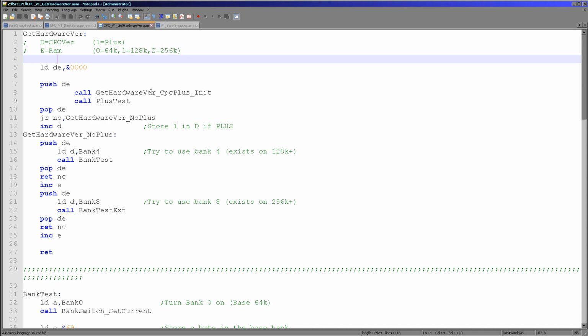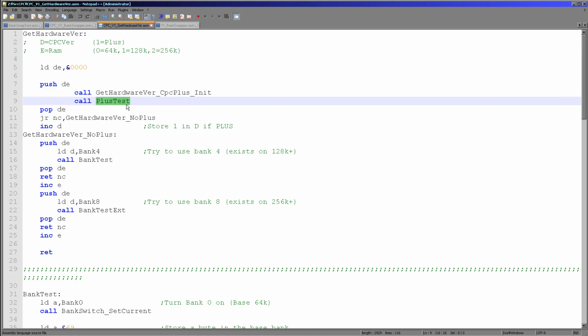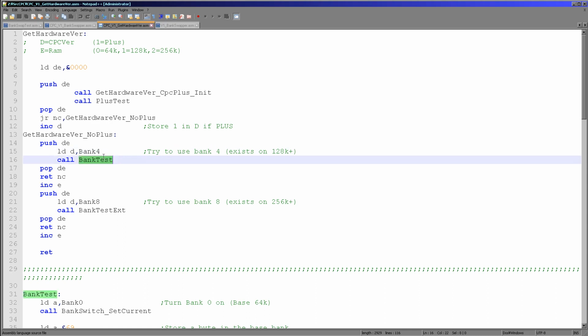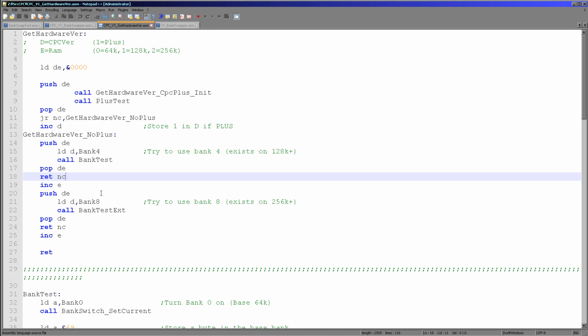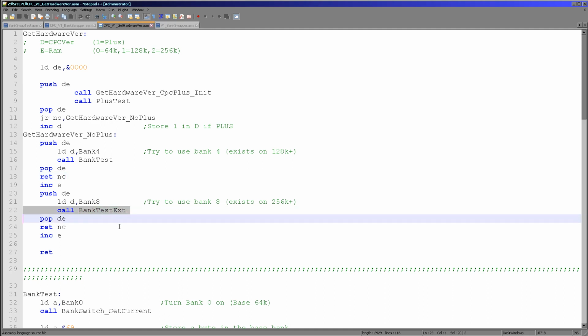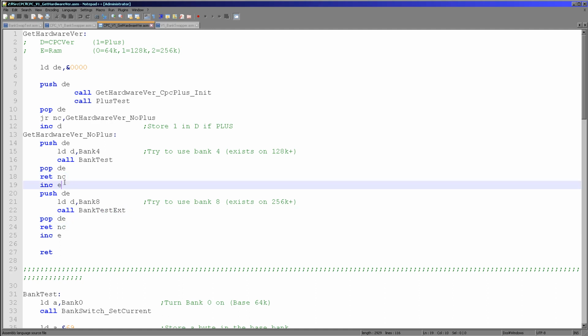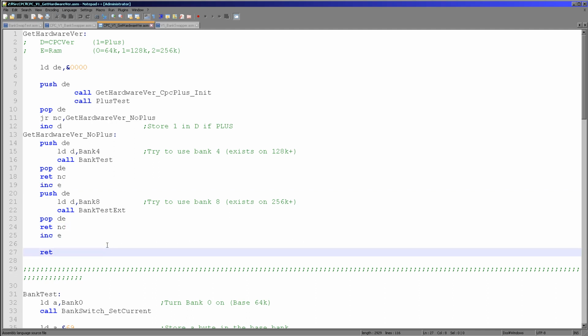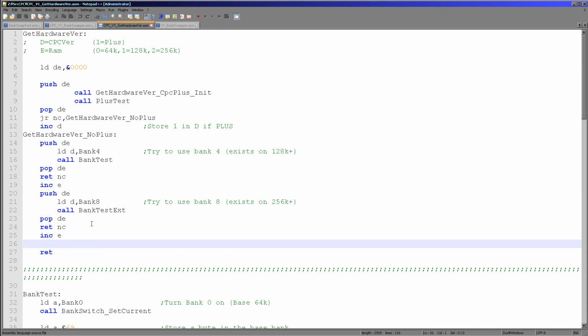And then all we do is we initialize our plus, we test our plus, and if we have a plus, we increase D. If we do not, then we test to see if we've got 128K. If we haven't, then we return. But if we have, we then test to see if we've got 256K. And in both cases, we increment E if we find the test succeeded. That's really all there is to it. It's a very simple concept. It's just a pain to write it. So let's try it out.